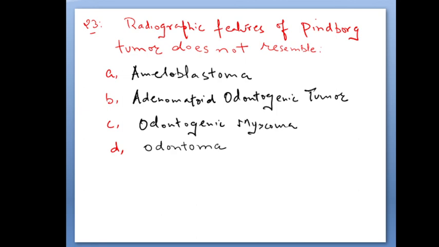Radiographic features of Pindborg tumor don't resemble which lesion? Any radio-opaque lesion will not resemble a Pindborg tumor, so odontoma does not resemble it. Ameloblastoma and adenomatoid odontogenic tumor resemble it radiographically. Even odontogenic myxoma, which has small honeycomb compartments, will resemble the tumor. Of these four options, D is the right choice. Prefer option number D here, odontoma. Thank you.